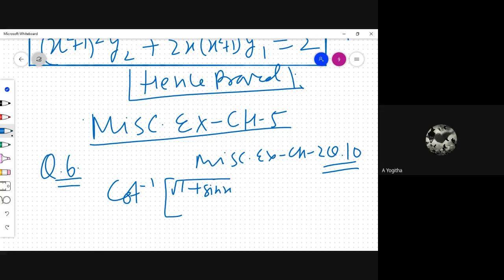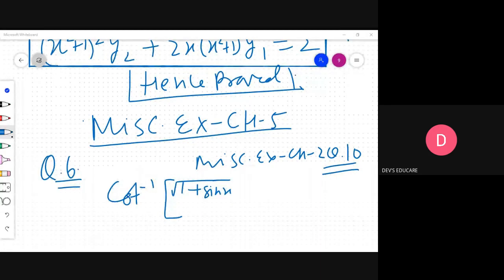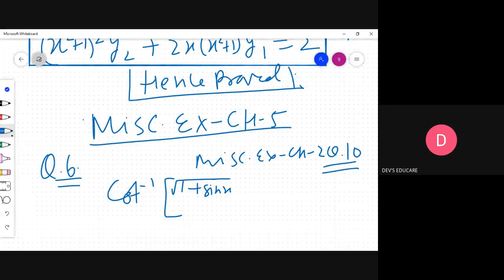So they have not given the answer for miscellaneous exercise chapter 2, 10th question. No, sir, the answer is not given behind. I asked you to verify these two questions. They are the same. The only difference is that there you have to prove the value is x by 2, and here you need to find dy by dx.